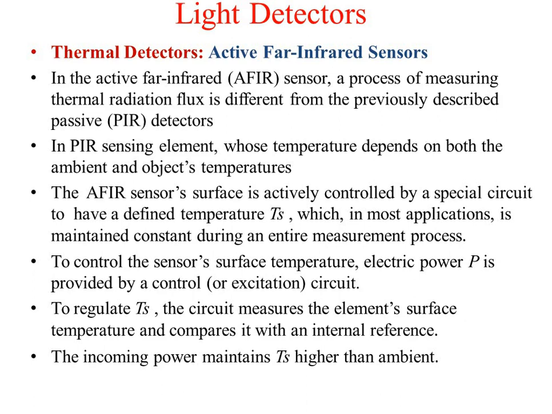So you are keeping the surface at a constant temperature TS. This is what the PIR sensor difference is: you are measuring the ambient temperature and object temperature, whereas in FIR you are trying to maintain the temperature constant. So this surface temperature you are trying to maintain constant. To control the surface temperature you will require a power P to control it. That means you require an excitation circuit.